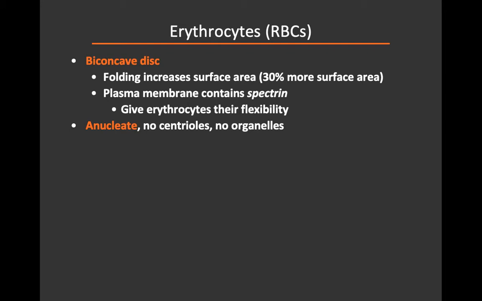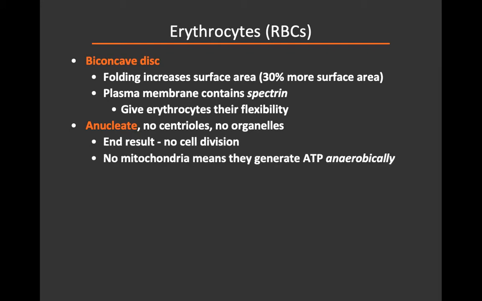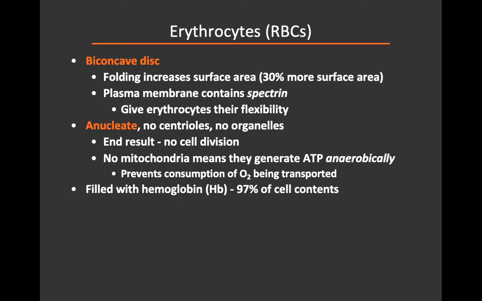We don't need the erythrocyte to have to worry about all these other metabolic processes, which, by the way, are going to typically use oxygen, and we don't want our erythrocyte using up the oxygen it's carrying. So there's no cell division, no mitochondria to generate ATP. Now, there is some anaerobic ATP production to keep that red blood cell alive, but we're not going to be using our oxygen to do this.